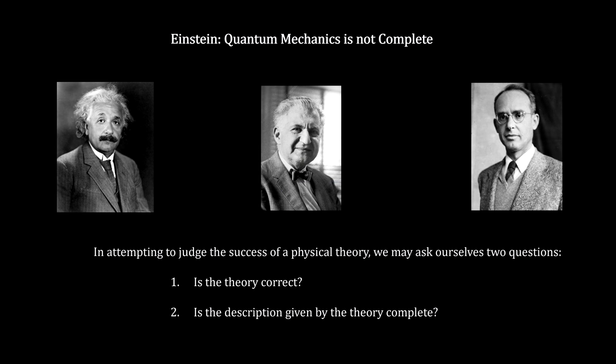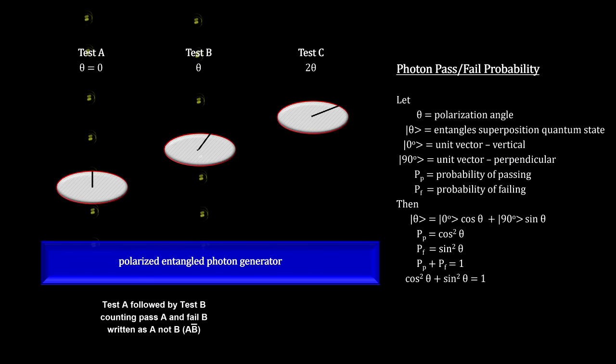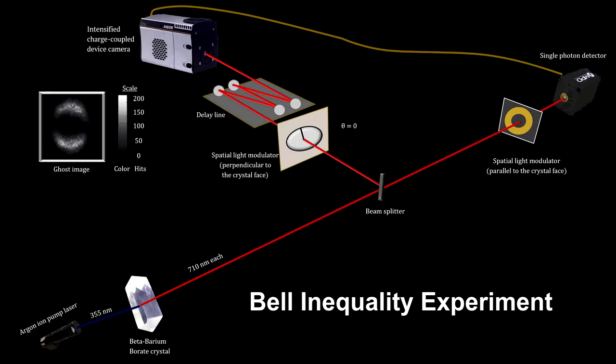We'll cover Einstein's problem with quantum mechanics and his prediction that we will someday find hidden variables to explain entanglement. We'll cover a thought experiment designed to show that hidden variables cannot exist. It's called Bell's theorem, or Bell's inequality. We'll cover a real experiment that uses entangled photons to create ghost images that produce a Bell inequality.